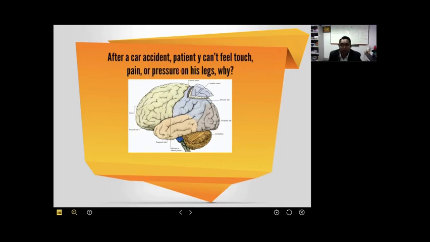After a car accident, patient Y can feel touch, pain, or pressure on his legs. Why? Well, you know the answer. Okay. Now let's come back. Again, we'll come back to this one later. Let's come back to the frontal lobe.